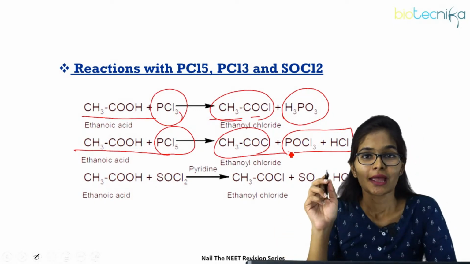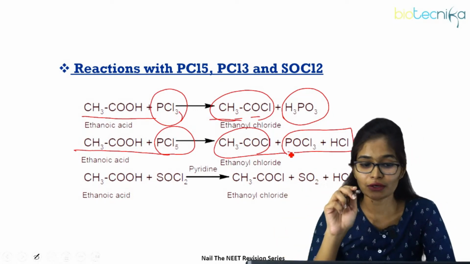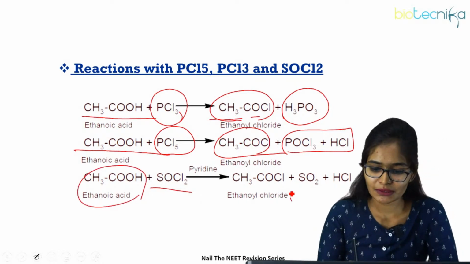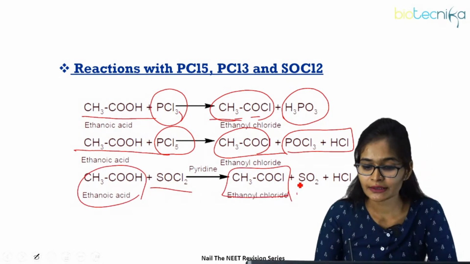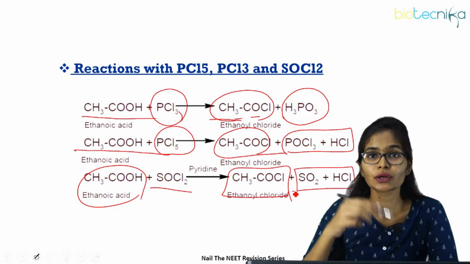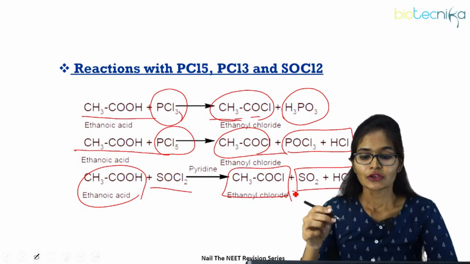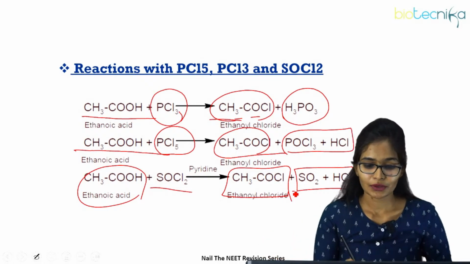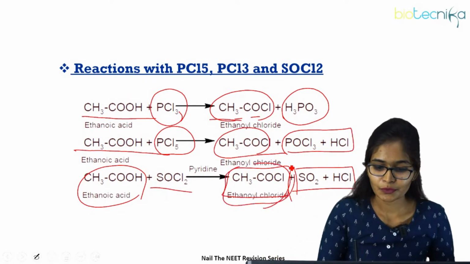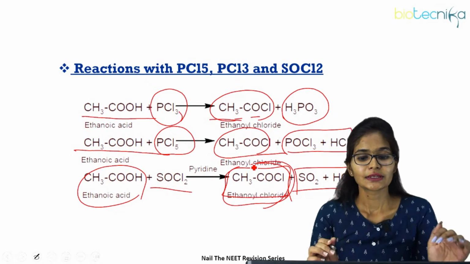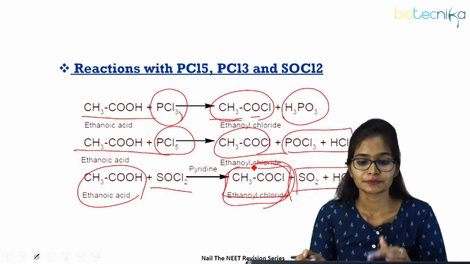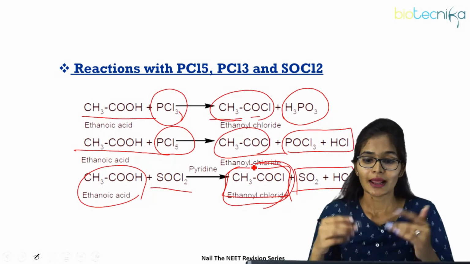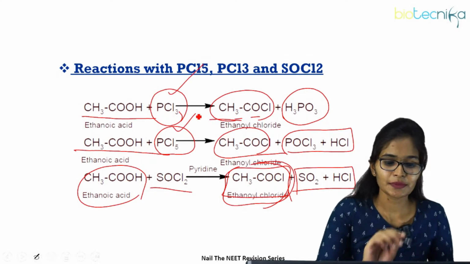Apart from that, whenever you treat with thionyl chloride, that is SOCl2, this ethanoic acid will give me completely pure ethanoyl chloride by evolving SO2 and HCl as gases. So the SO2 and HCl are released as gas molecules, and whatever product you get is a pure product. So this preparation method is mainly preferred rather than treating with PCl3 and PCl5.